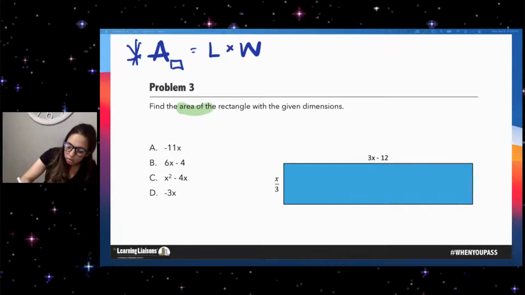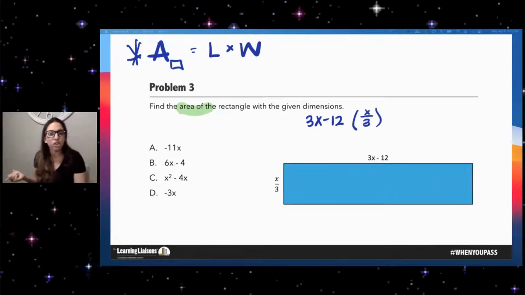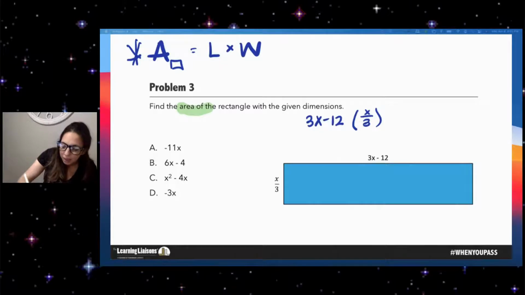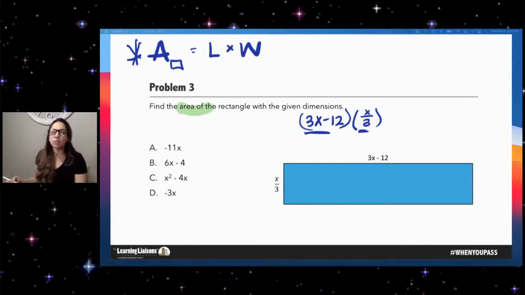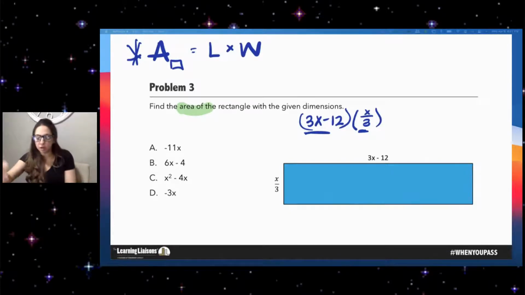So I'm going to do 3x minus 12 times x divided by 3. Would you look at that? We're going to use the distributive property again, because I have a binomial being multiplied by a single term. Distributive property also works with two binomials. It's just called FOIL. But a lot of people don't realize that when you're doing FOIL, what you're doing is just the distributive property. So let's go ahead and use the distributive property to solve this.